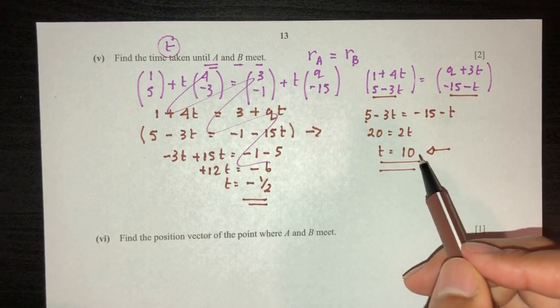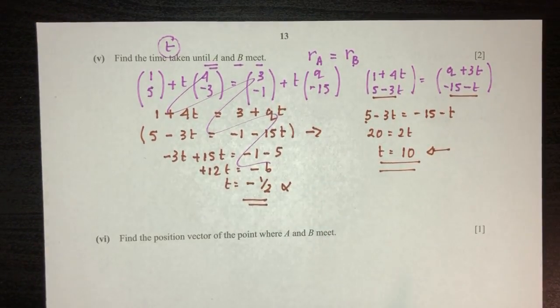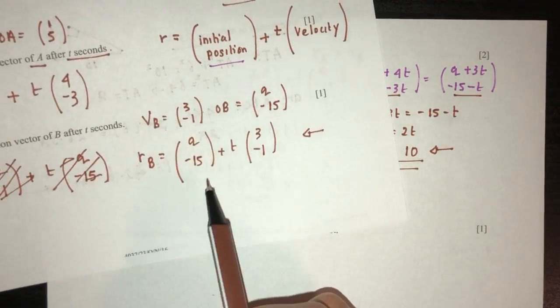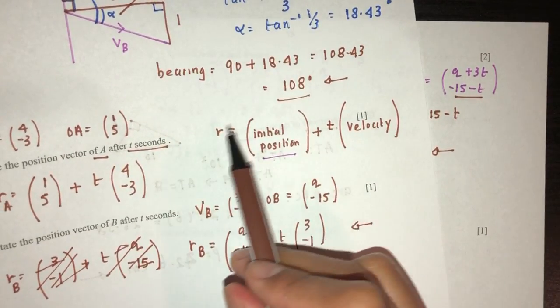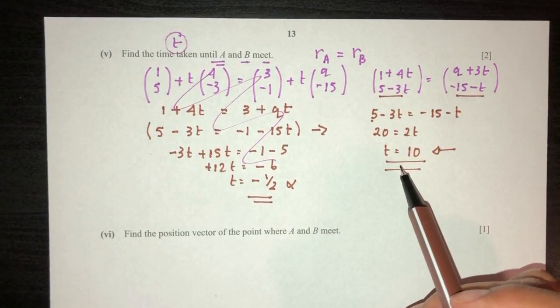So time can only be positive, it cannot be negative. So make sure that you have your correct value of t. So here I made a mistake, so write this. Remember, this is your formula for the position vector. Remember this, you can write this too, and then solve to find the value of t.